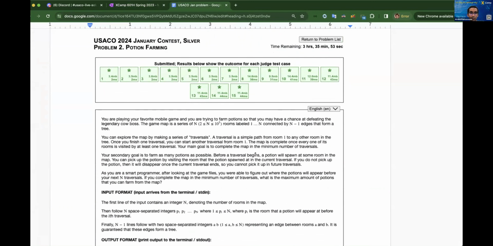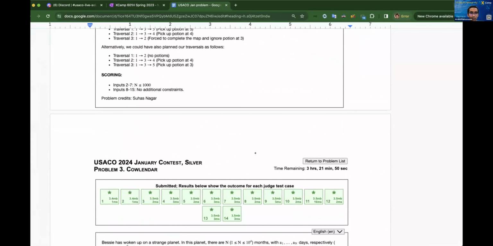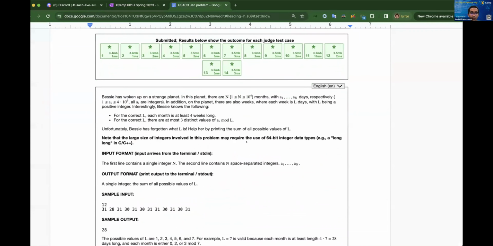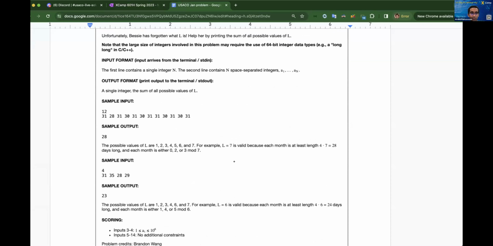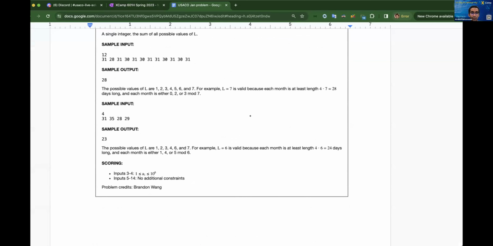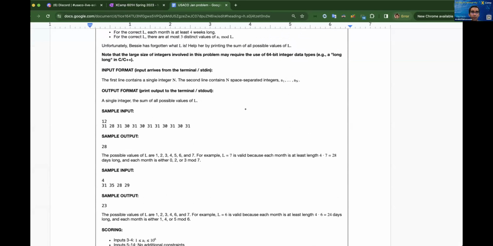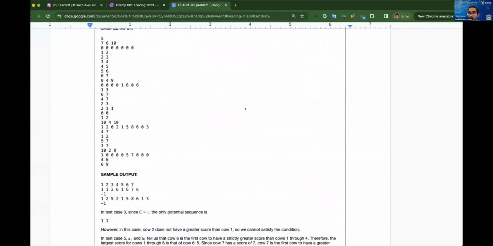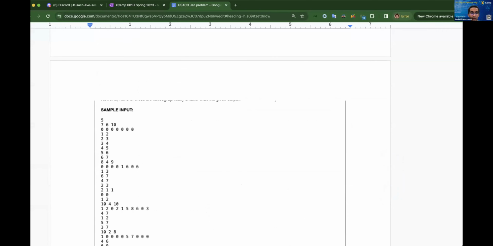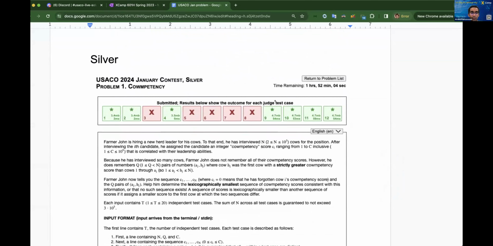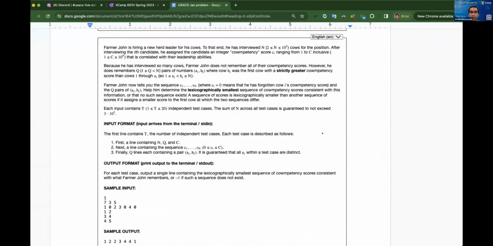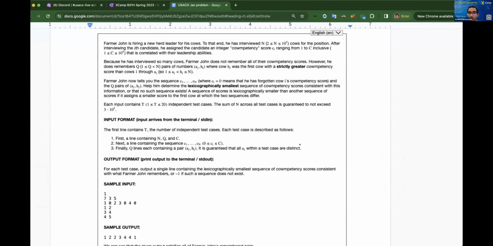Problem 2 is more of a standard problem, and for problem 3 you need to make some observations. It's a bit tricky to come up with. And problem 1 was probably the trickiest one. It'll be on YouTube.